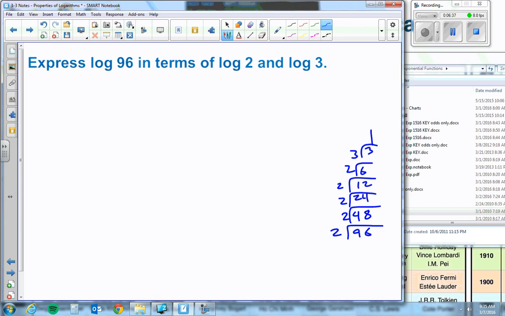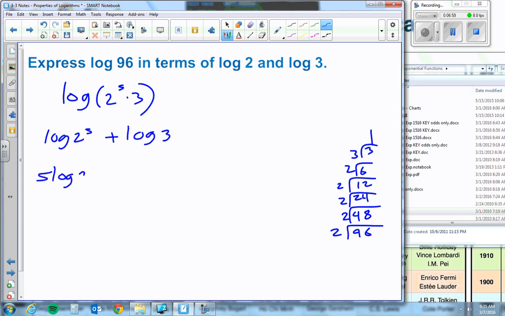Either way, we now have our prime factorization. 96 can be expressed as 2 to the power 5 times 3. Which is why we did all that. And then that's log of a product. So we rewrite it as log of the first factor plus log of the second factor. And then the exponents can be moved in front as factors. And we're done.